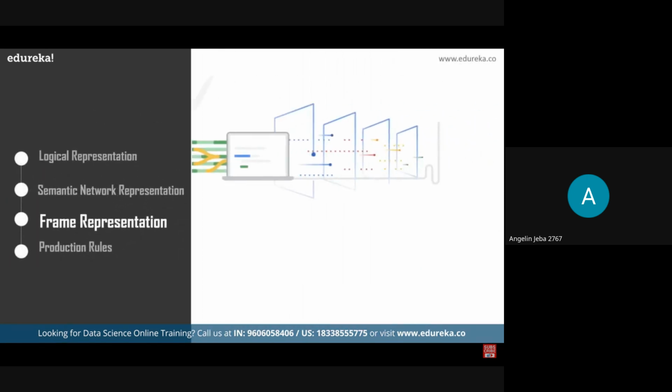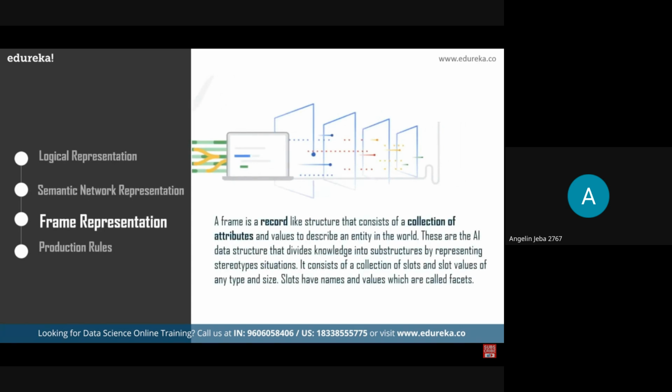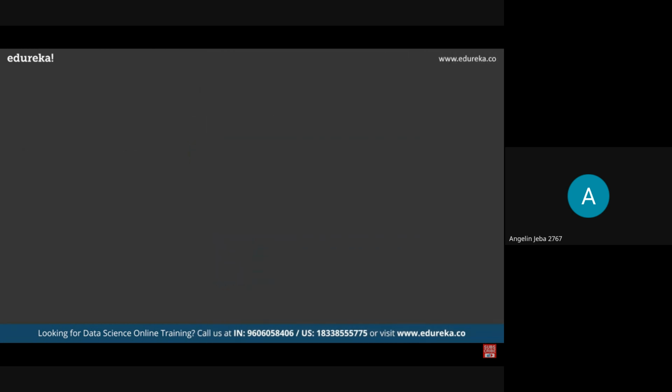Now, let's move on to the next one, which is the frame representation. A frame is a record-like structure that consists of a collection of attributes and values to describe an entity in the world. These are the AI data structures that divide knowledge into substructures by representing stereotyped situations. Basically, it consists of a collection of slots and slot values of any type and size. Slots also have names and values, which are called facets.